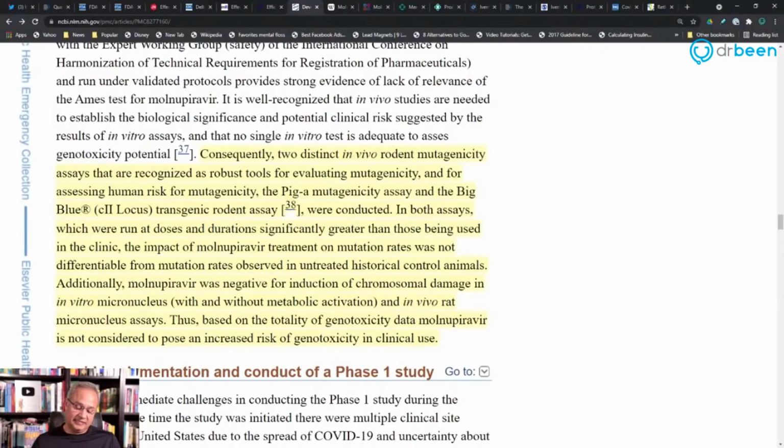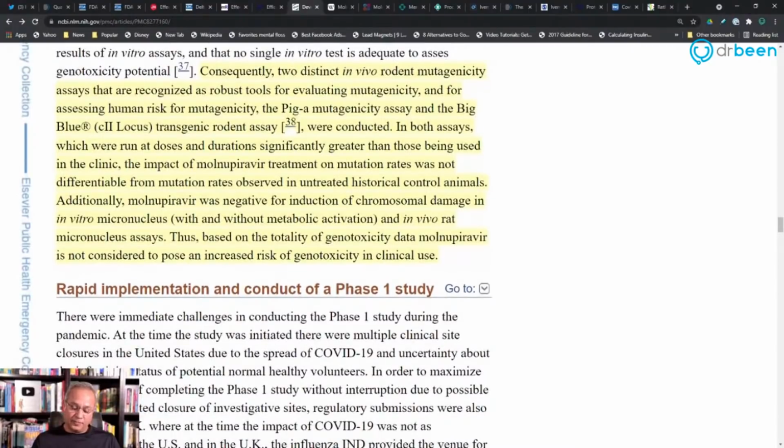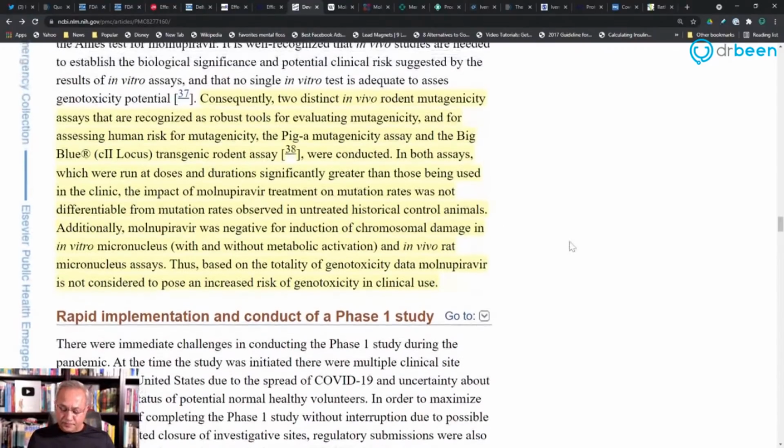In both assays, which were run at doses and durations significantly greater than those being used in the clinic, the impact of molnupiravir treatment on mutation rates was not differentiable from mutation rates observed in untreated historical control animals. Additionally, molnupiravir was negative for induction of chromosomal damage in vivo micronucleus with and without metabolic activation and in vivo rat micronucleus assays. So the point is, there is no study to show that, and we should not fall into that trap of just saying negative things.